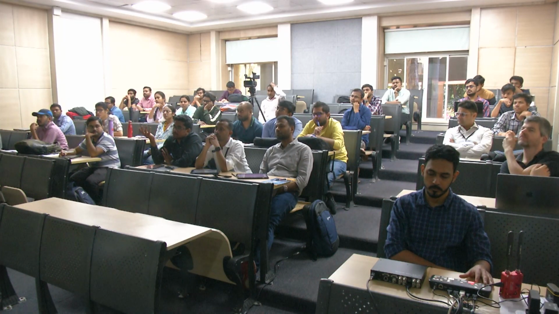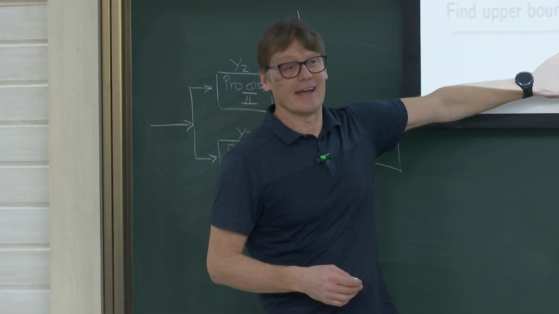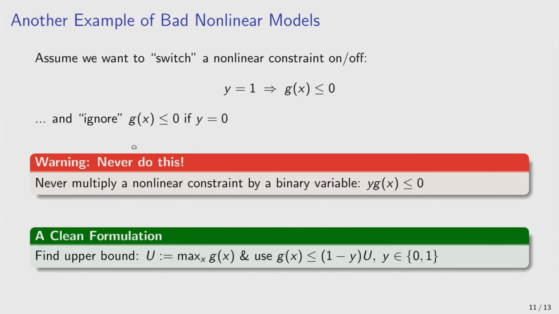Right. So this is valid. Yeah. Was that your question? Okay. So g of x is always less than or equal to u because you found the largest value for g of x. So this is always, if y is 1, then the right hand side is 0. If y is 0, it's gone. And the reason is that we are switching constraints on and off depending on what we're doing.